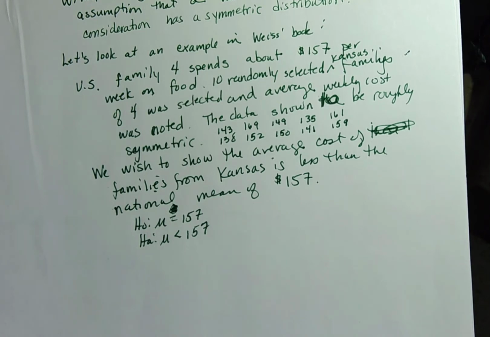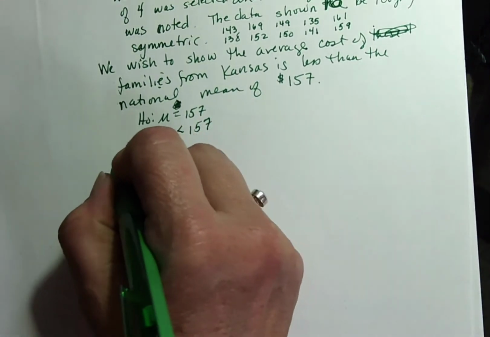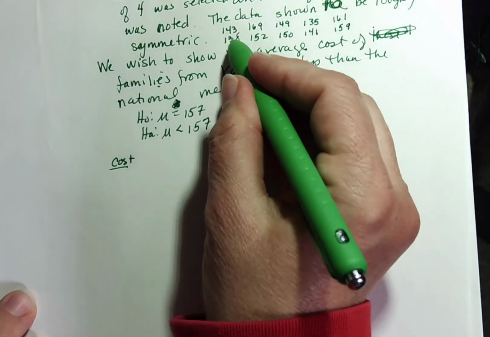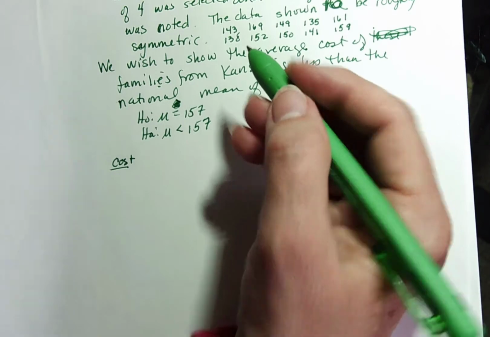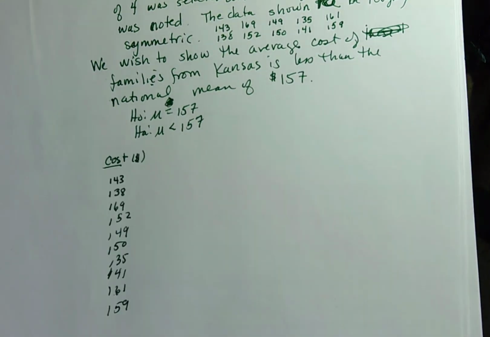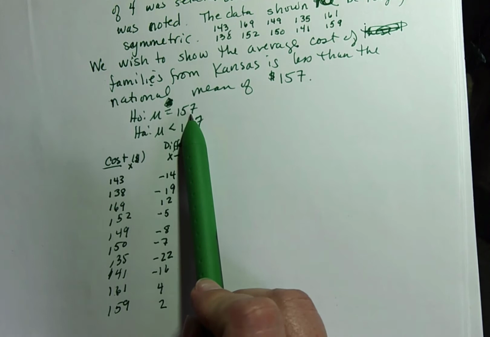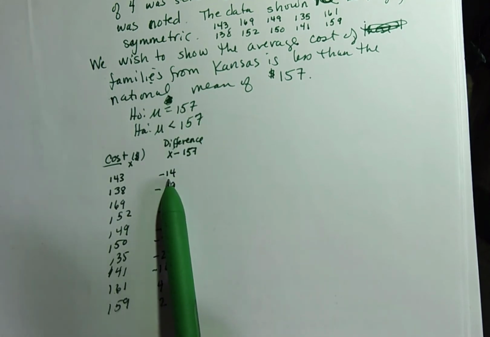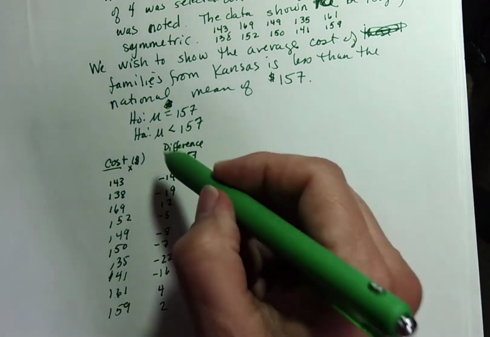So the first thing we're going to do is create a table. In the table, I'm going to have these costs. I'm just going to write the data: 143, 138, 169, and so forth, in this first column, as I saw them. The next column is going to be the difference, my x value from the value in the null. So I took 143, subtracted 157, and got negative 14. 138 minus 157 got me negative 19, and so forth.